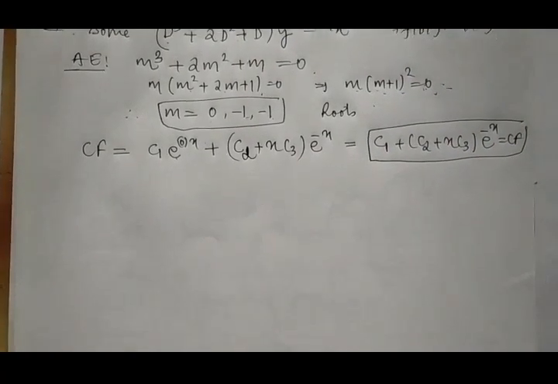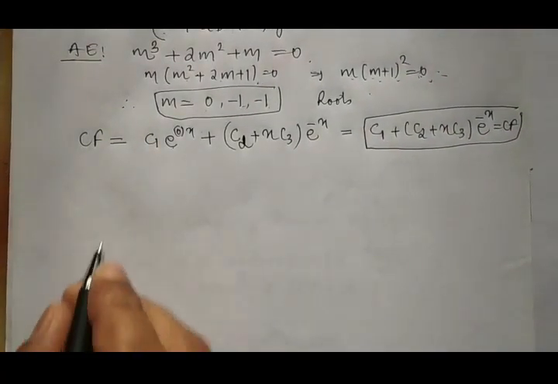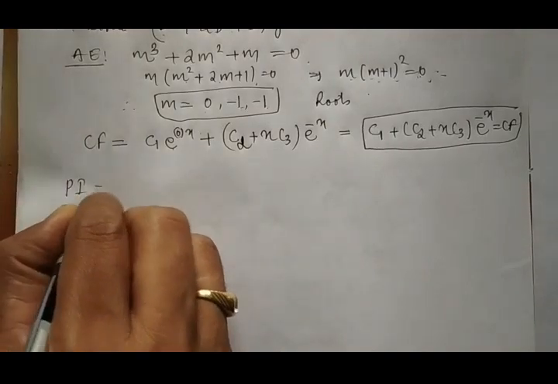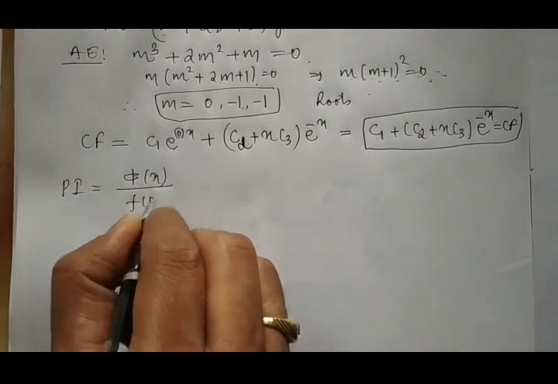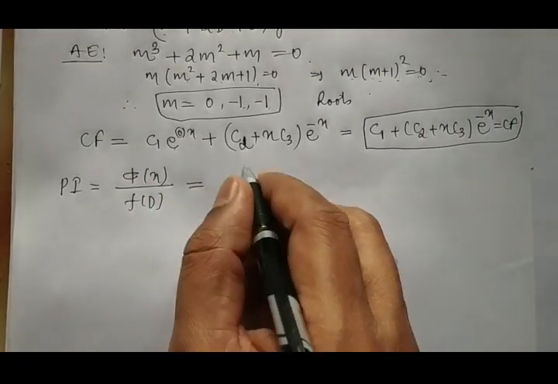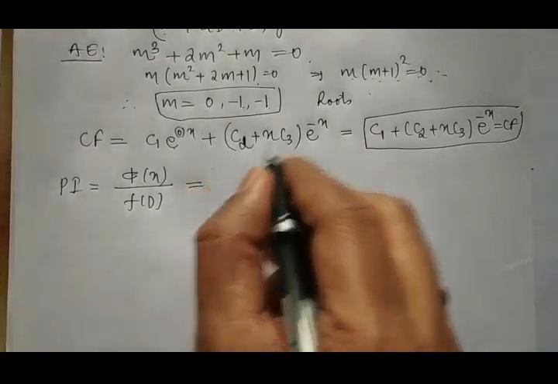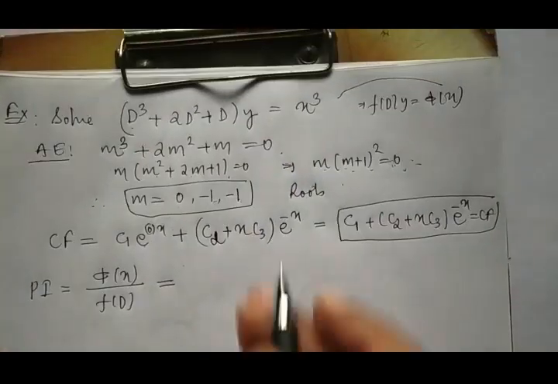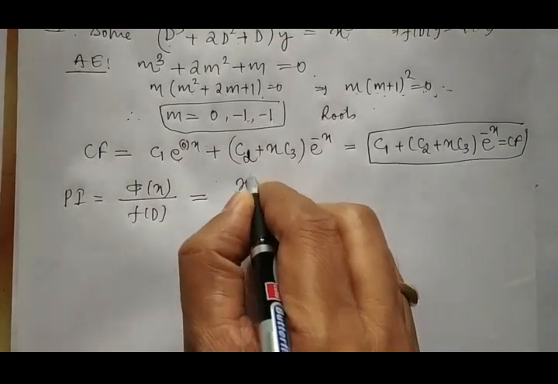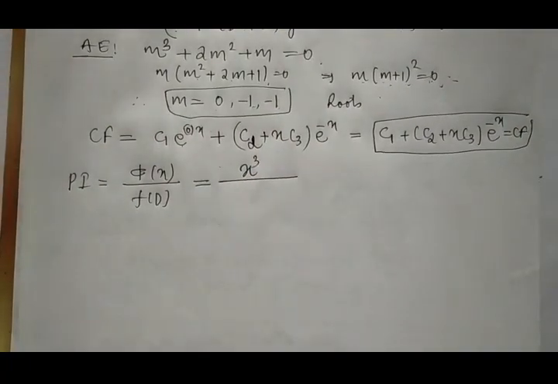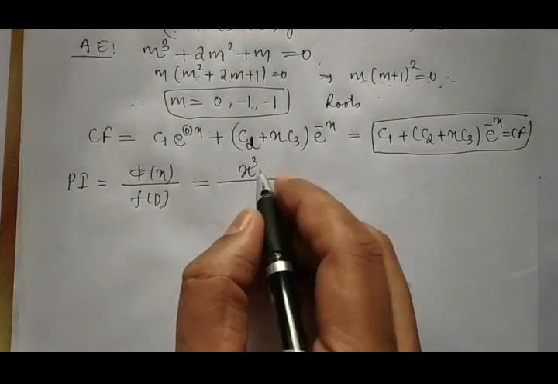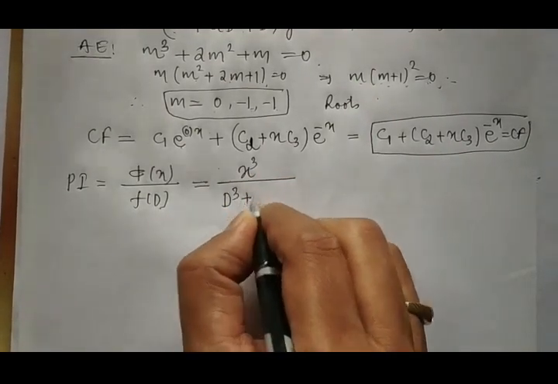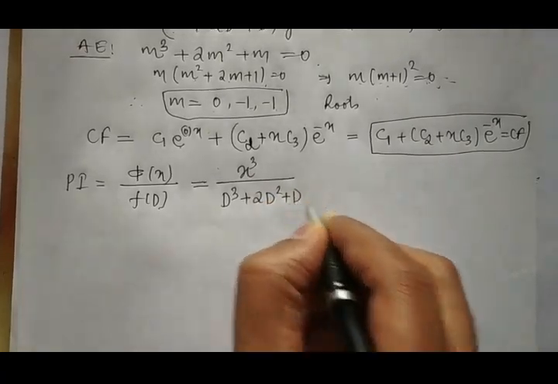Now, we need to focus on how to calculate particular integral. So, what is particular integral here? We know that particular integral is nothing but phi of x divided by f of d. What is phi of x? Here phi of x is nothing but x cube. So that I'll write. So ascending or descending order doesn't make any difference because this is only one term, a single term. Okay. Then denominator is f of d. How to write denominator? What is denominator here? D cube plus 2d square plus d.